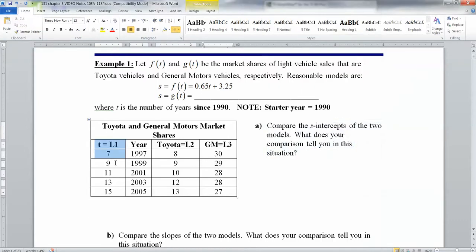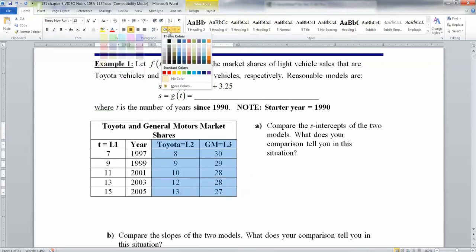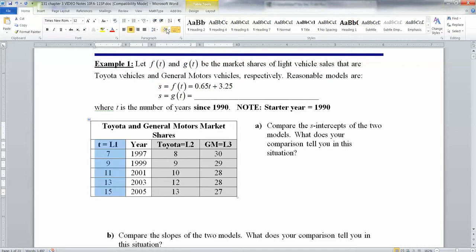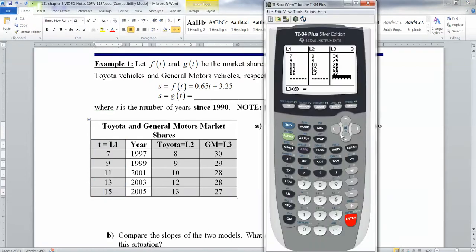So this column and this column and this column, these are the ones I actually entered into the calculator. I'll just lightly shade them in gray so you can see them. All right, so then I go to Stat, Calculate. I pick number 4, linear regression, and I'm working on the old system here. So it's saying linear regression, and it's waiting for me. If I just press Enter, it'll find the one for GM.